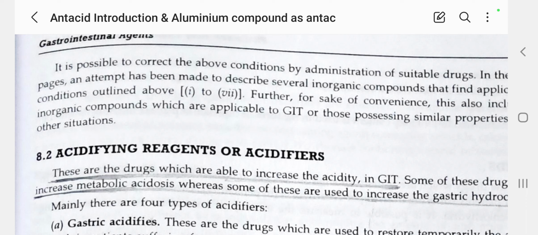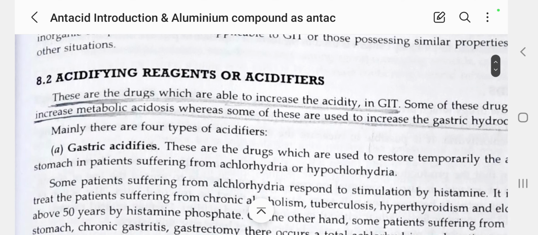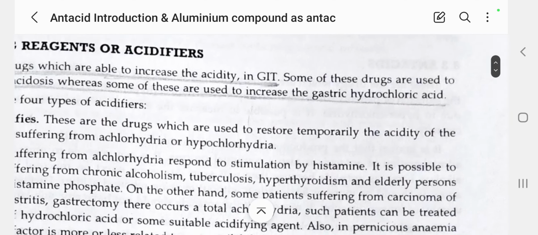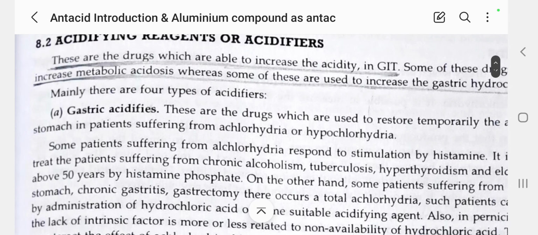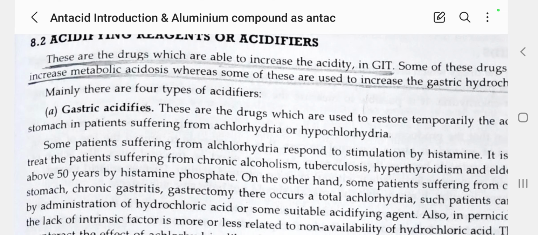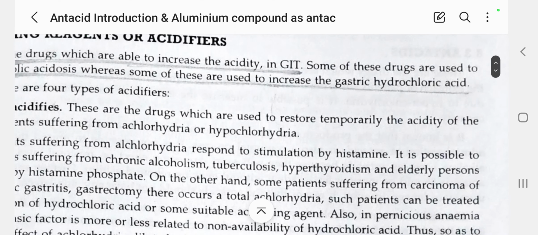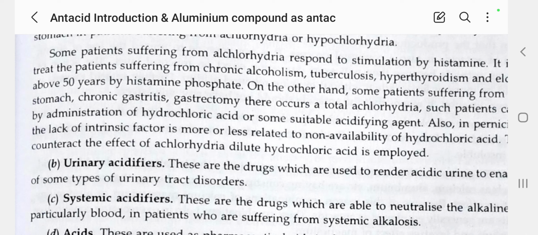the inadequate secretion of hydrochloric acid. Here we may go with acidifying reagents or acidifiers. So what are acidifying agents or antacids? These are the drugs which are able to increase the acidity in the GIT. Some of these drugs are used to treat metabolic alkalosis, whereas some are used to increase the gastric hydrochloric acid. See, some patients suffering from achlorhydria respond to stimulation by histamine.